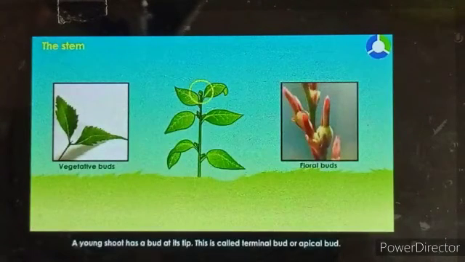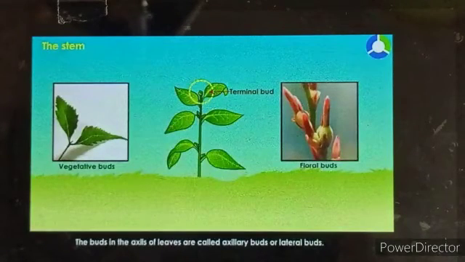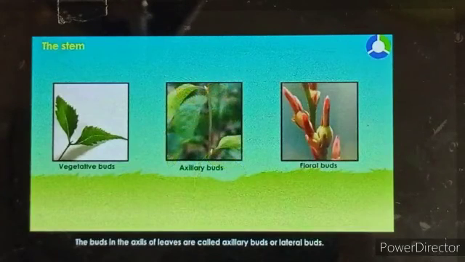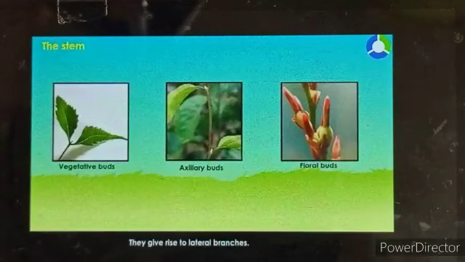A young shoot has a bud at its tip. This is called terminal bud or apical bud. The buds in the axils of leaves are called axillary buds or lateral buds. They give rise to lateral branches.